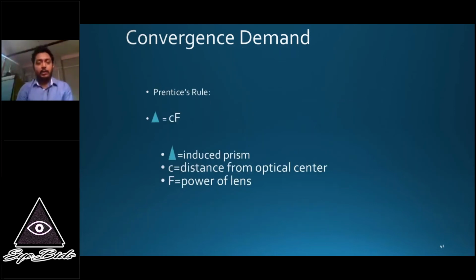So how can you find out this prismatic effect? All of you know the Prentice rule. The prismatic effect equals CF, where C is the decentration and F is the power. And this formula is for centimeters, very important.